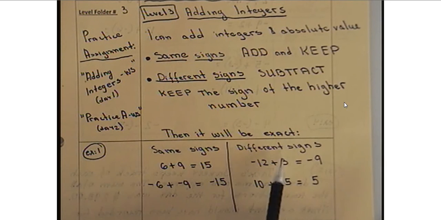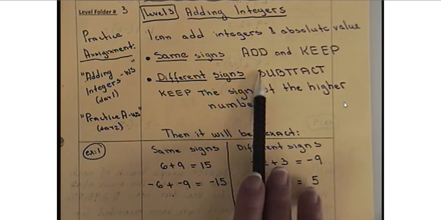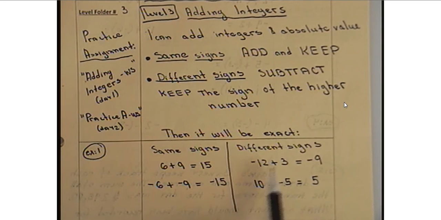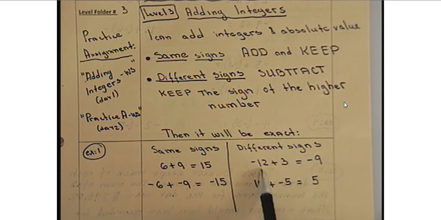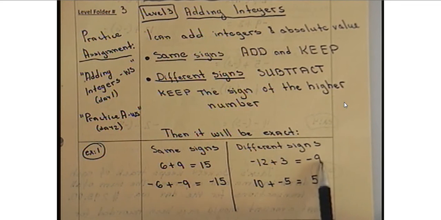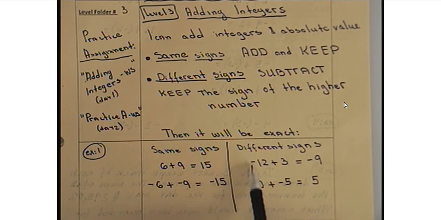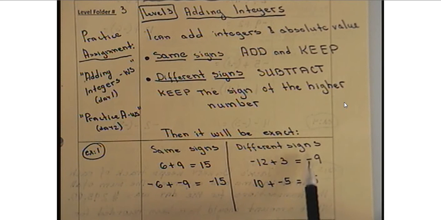And here's the second rule with the different sign. One number is a negative, one is positive. So step 1, find the difference between those two numbers. Subtract those. 12 minus 3 is 9. Then look at the numbers. Which one is bigger? 12 is bigger than 3. 12 has a negative sign in front, so we write a negative sign here to finish the answer.